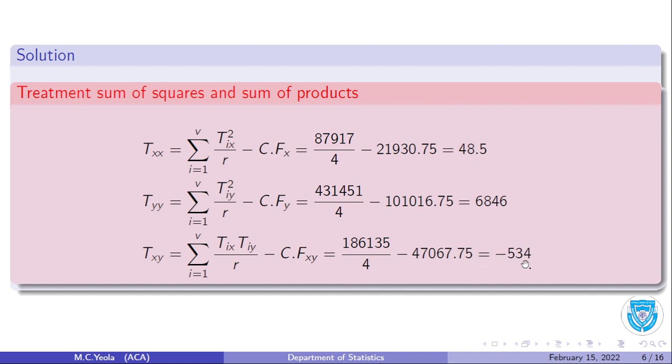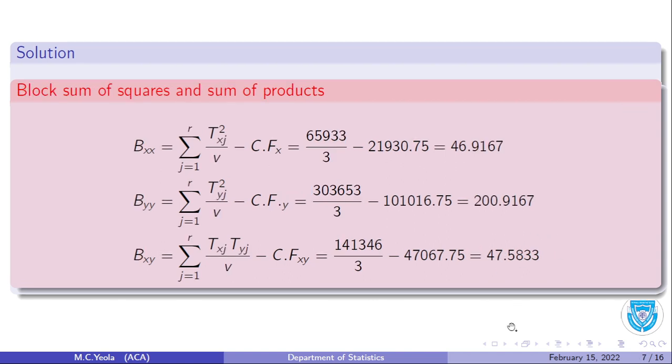See here, this is a sum of products, so it may be negative here. But Txx and Tyy are sums of squares, so they are not negative here. These are sums of squares, Txx and Tyy, so they should be positive, non-negative terms we should get here. But Txy is a sum of products, it may come out negative here, so we are getting this negative value. Okay, then we'll go for block sum of squares and sum of products.